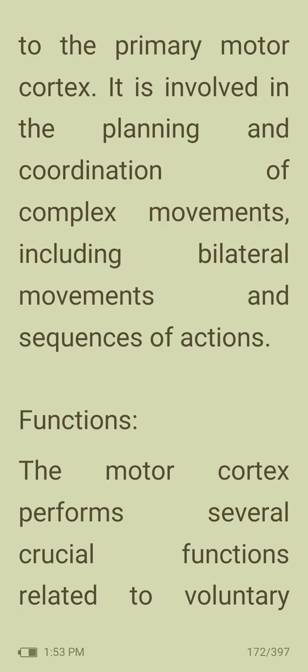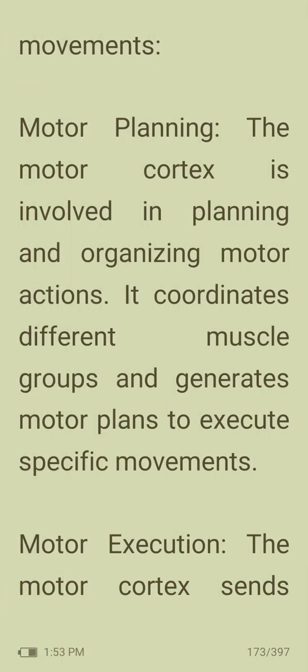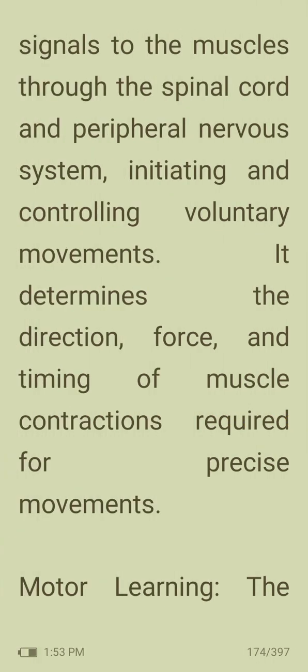Some functions. The motor cortex performs several crucial functions related to voluntary movements. Motor planning. The motor cortex is involved in planning and organizing motor actions. It coordinates different muscle groups and generates motor plans to execute specific movements. Then motor execution. The motor cortex sends signals to the muscles through the spinal cord and peripheral nervous system, initiating and controlling voluntary movements. It determines the direction, force, and timing of muscle contractions required for precise movements.